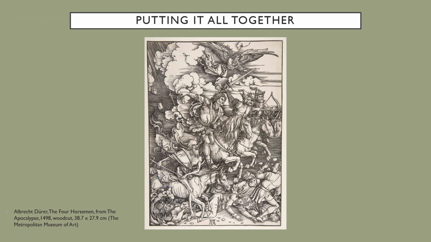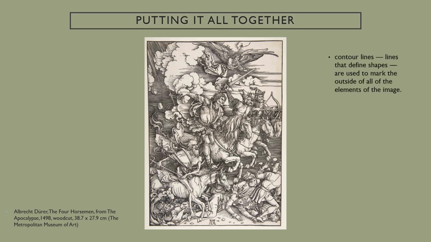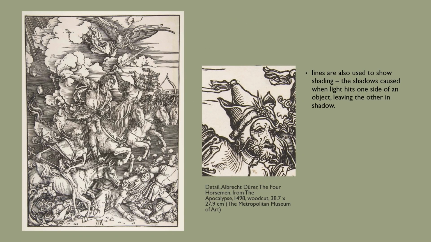So, all right, just to wrap everything up, we're going to come back to this image, right? Because we kind of have everything going on here. Contour lines are lines that define shapes and they mark the outlines. Yeah, you can do a contour line project. It's very simple. Lines in the same painting are also used to provide shadows, right? And the lack of them then gives a highlight, right?